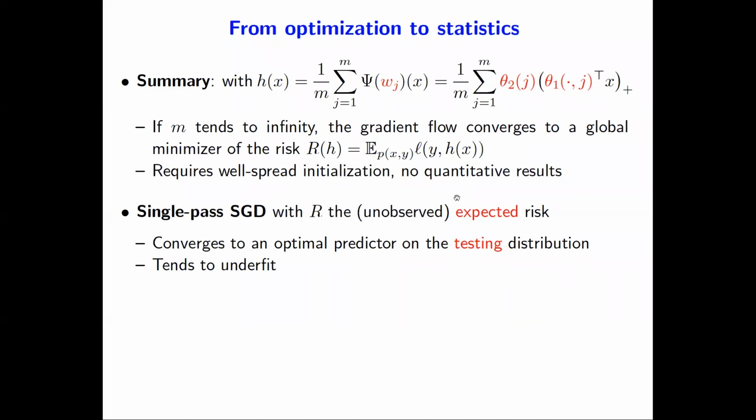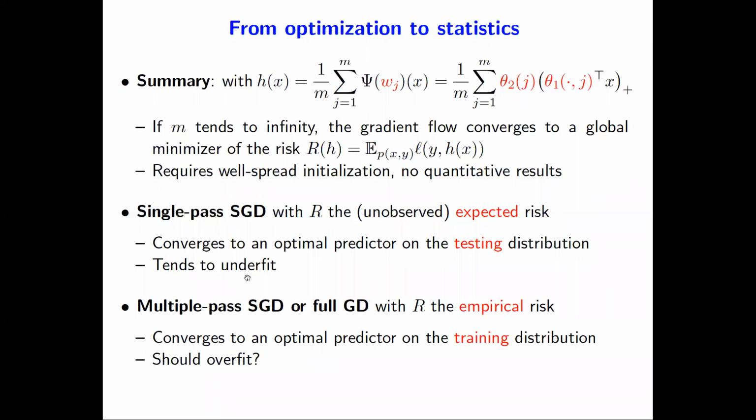It's well known that single pass SGD will never overfit. In fact, it tends to underfit. So in most applications, people do more than a single pass. This is what we're going to consider now. If you do multi-pass SGD or full gradient descent, now you're going to minimize the empirical risk. I'm assuming I have n data points, and I minimize the risk computed on those n data points. And then you converge to the minimizer of the training risk. But the question is, does it overfit?